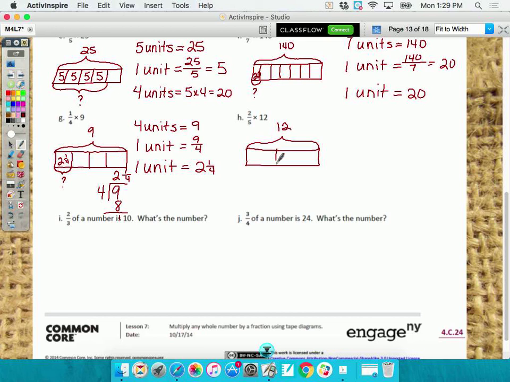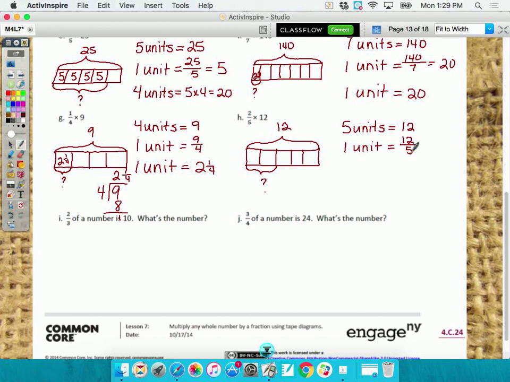And I'm dividing by 5. How do you say that in Spanish? Cinco. Okay. And I need to figure out how many units this time. How many? 2. My numerator's 2. What did I start with? 5 boxes or units. 5 units equals 12. So 1 unit equals 12 divided by 5.